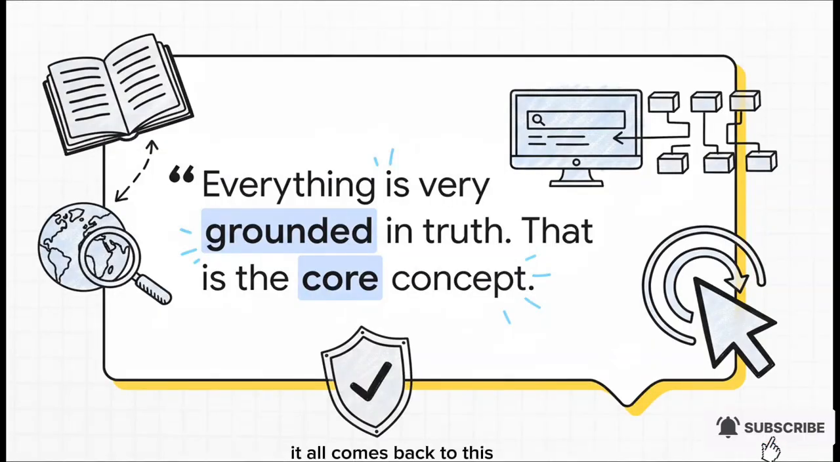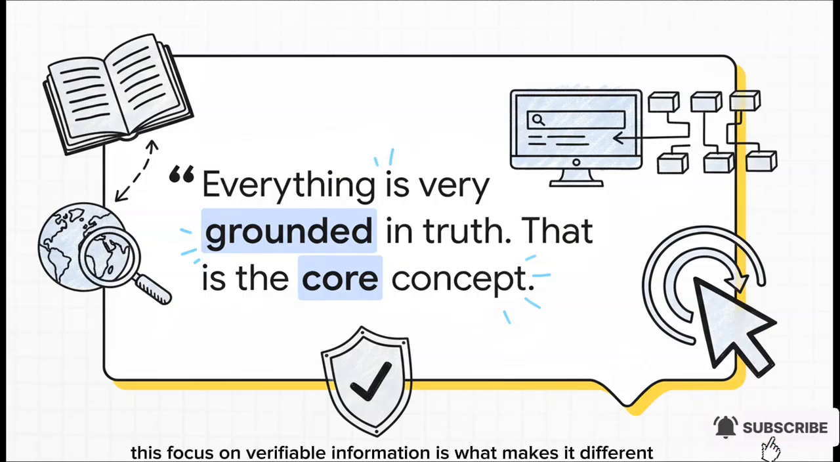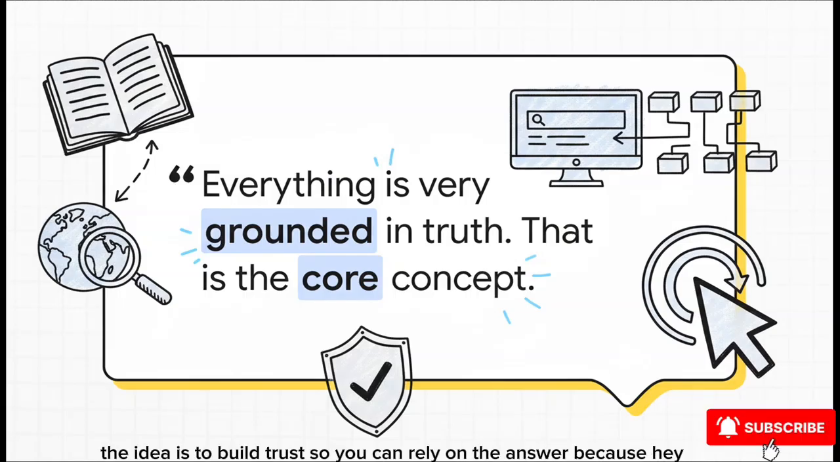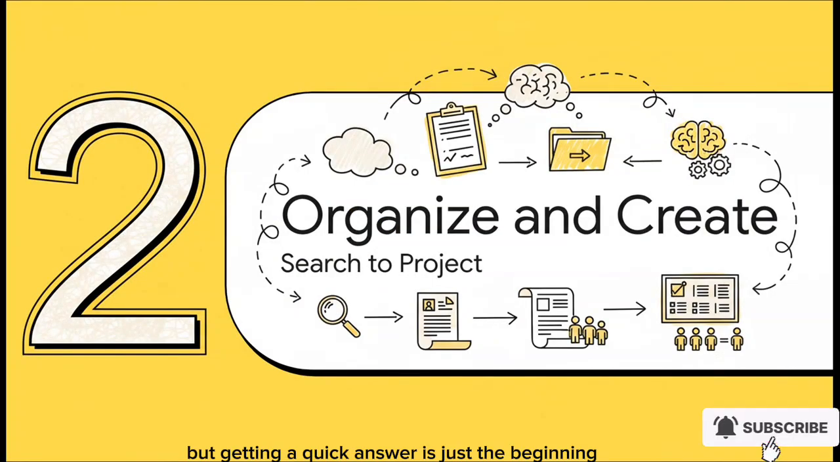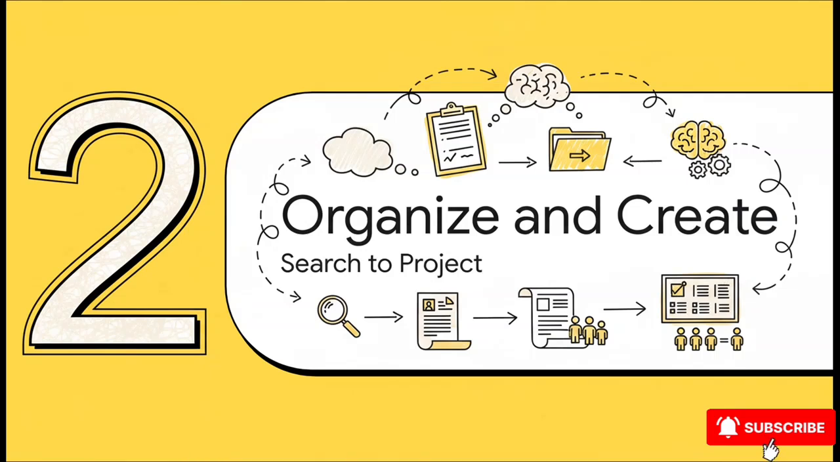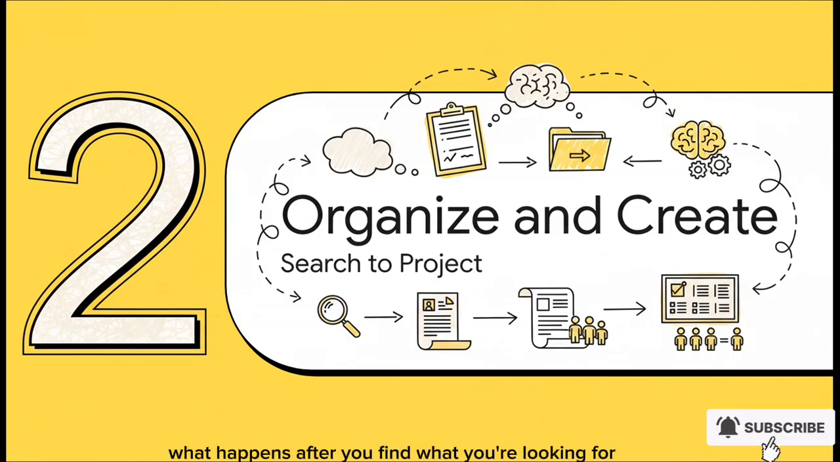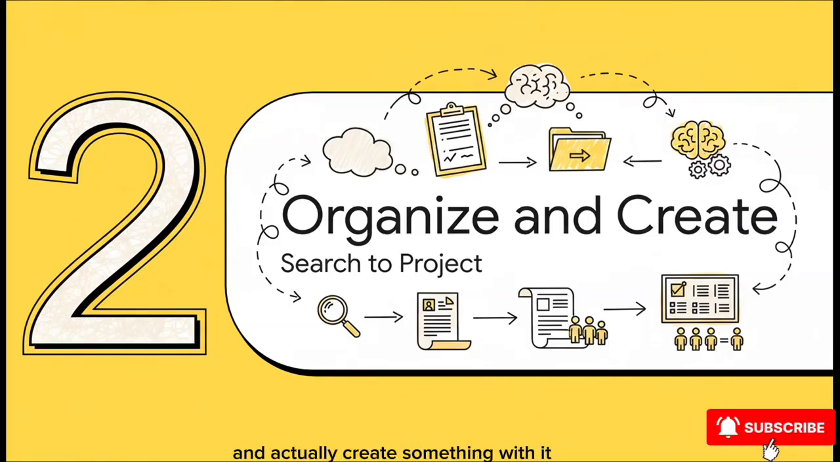It all comes back to this. This focus on verifiable information is what makes it different. The idea is to build trust so you can rely on the answer because, hey, you can always check the receipts for yourself with a single click. But getting a quick answer is just the beginning. Perplexity is so much more than a one-and-done search tool. What happens after you find what you're looking for? Well, that's where it helps you organize your research and actually create something with it.